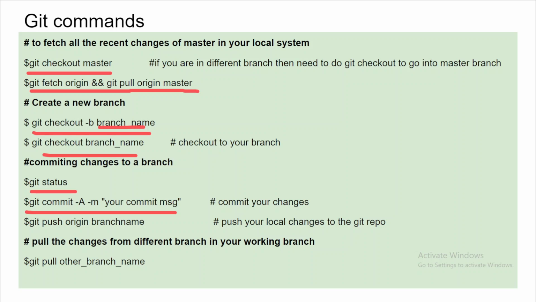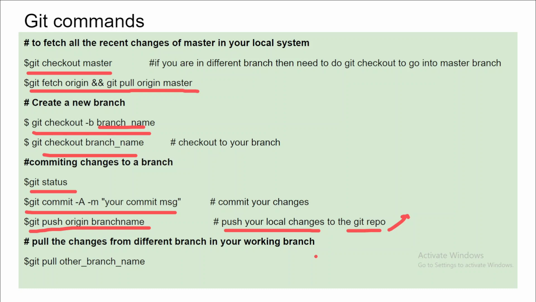Minus m is for the git commit message, what you are going to commit. Git push origin is for pushing your local changes to the git repo, meaning the remote. So remote, that is the GitHub part.